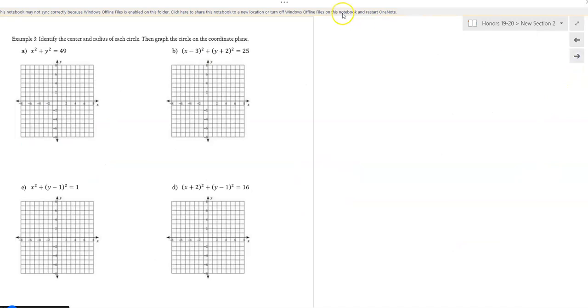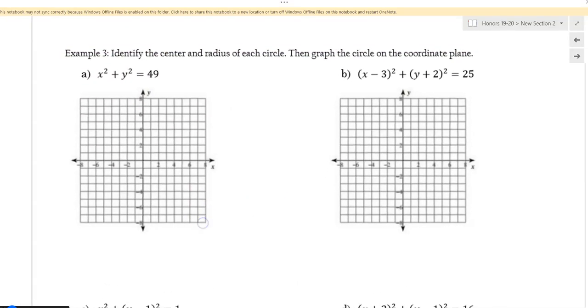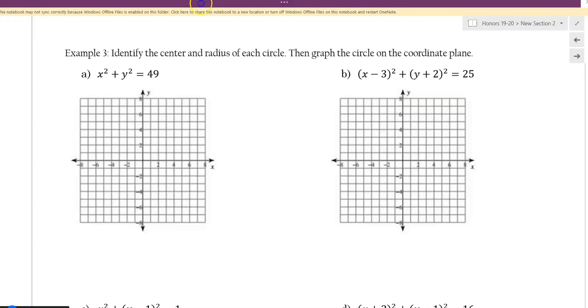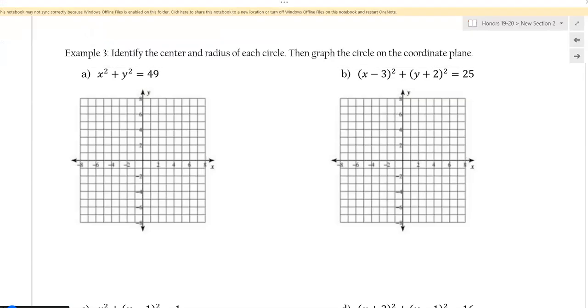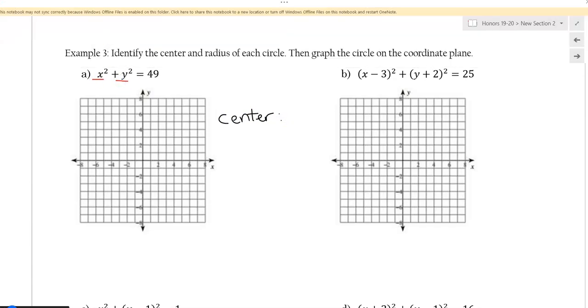The last thing we're going to look at is actually graphing. So from here, in order to graph, we need our center and our radius. So now we're given our center radius equation, and we need to graph it on our circle. So if I'm given x squared plus y squared equals 49, then my center, right, what's with x and what's with y? Well, there's nothing with x and nothing with y. So my center is going to be at 0, 0.